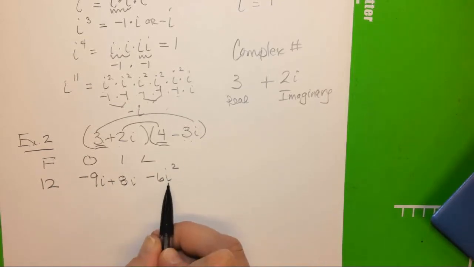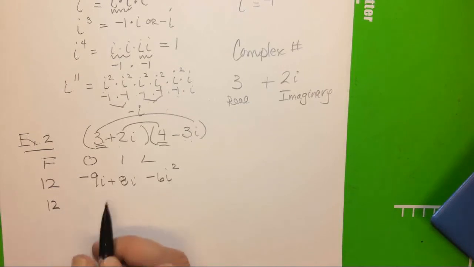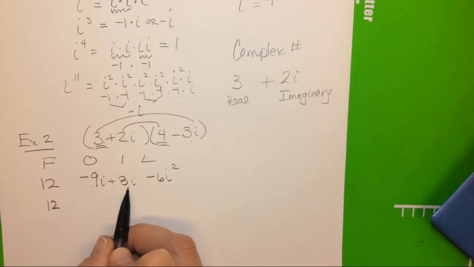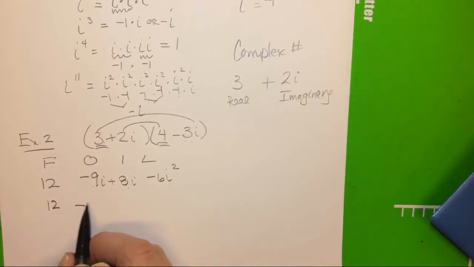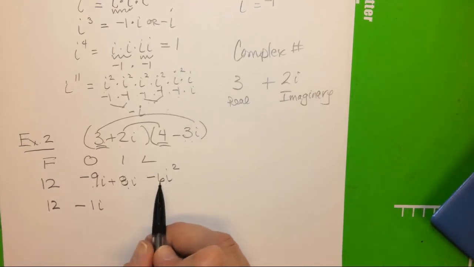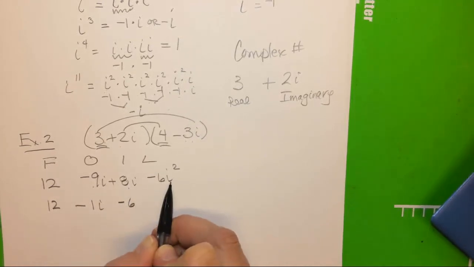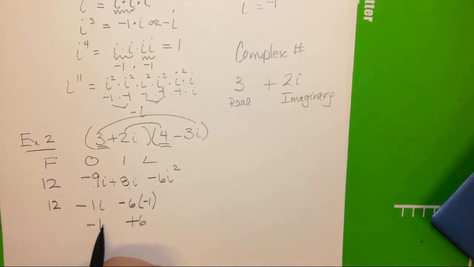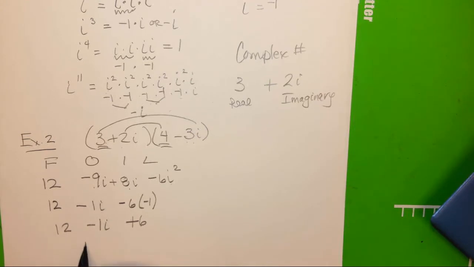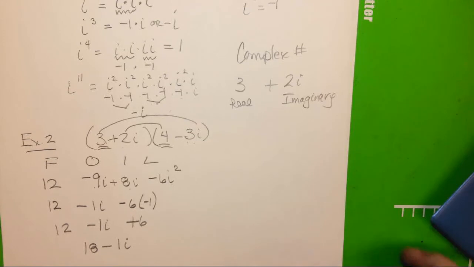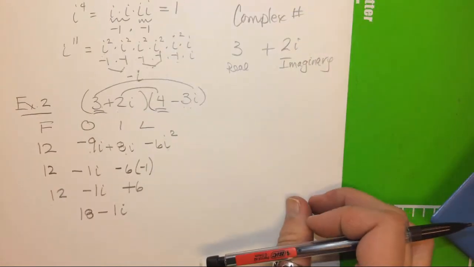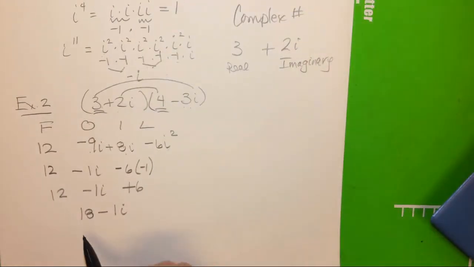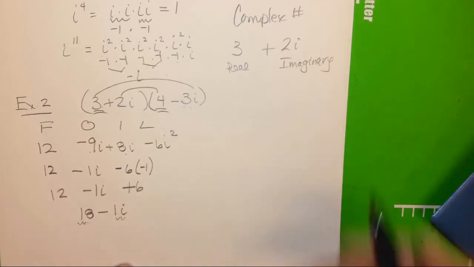Now we know that i squared is equal to negative 1, so let's simplify this. 12, negative 9i plus 8i would give us negative 1i. And then we'd have minus 6, and i squared is negative 1, so that really gives us a plus 6. So 12 plus 6 is 18, so we have 18 minus 1i, or 18 minus i, would be our complex number. Real part, imaginary part.